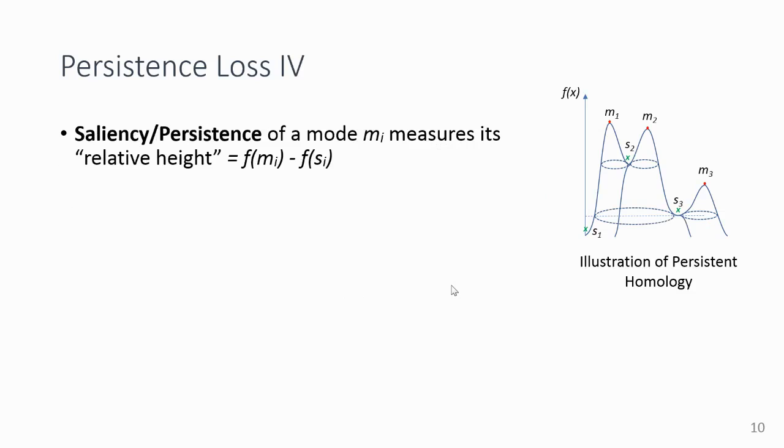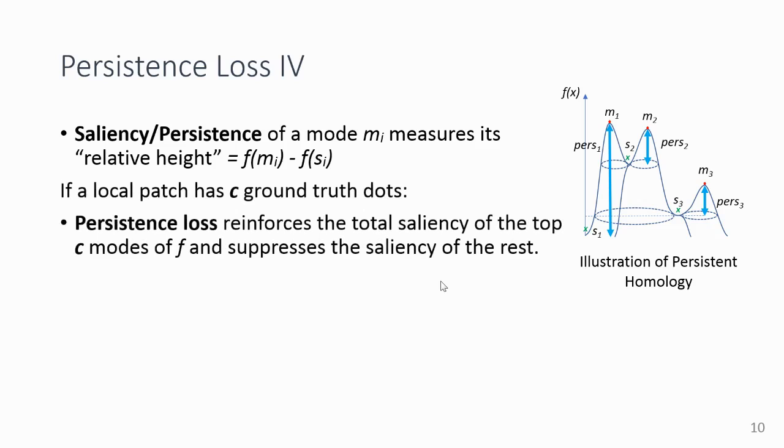We mentioned the saliency of the modes. What is the saliency of a mode? According to persistence homology theory, the saliency or persistence of a mode is measured by its relative height. It's the difference between the function value of the mode and a nearby saddle point. The pairs of modes and saddle points can be computed according to the persistence homology filtration algorithm. And so in a local patch, if we have C ground truth dots, the persistence loss will reinforce the total saliency of the top C modes and suppress the saliency of the rest.